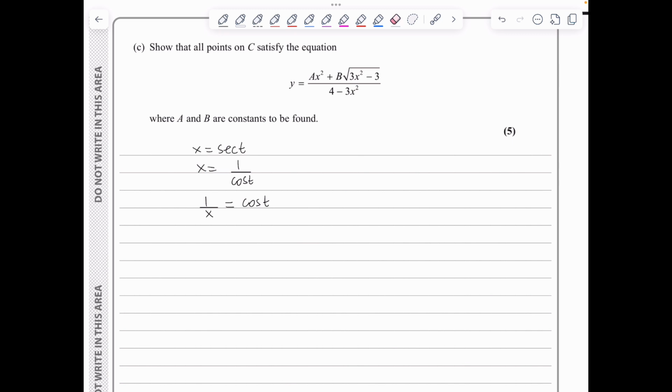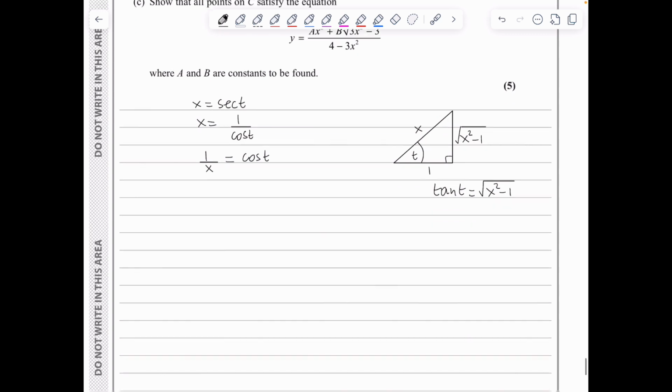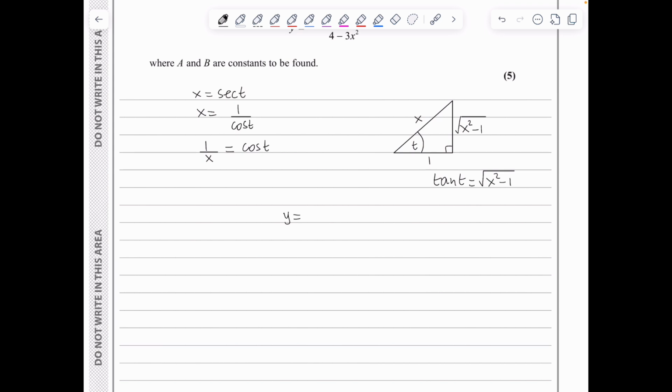This means I can draw a right angle triangle as shown here. The angle t is here at the base. The cosine of t is 1 over x. And if I use Pythagoras theorem, the opposite here will be the root of x squared minus 1. And therefore, we can see that tan of t is simply the opposite over the adjacent, which is the square root of x squared minus 1. So I can proceed. We know that y is equal to root 3 tan of (t plus pi over 3).